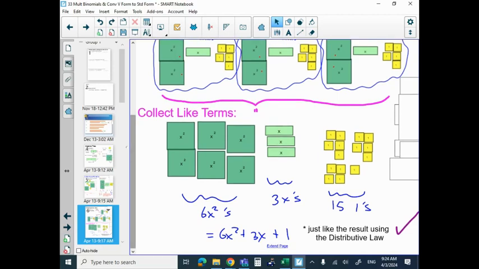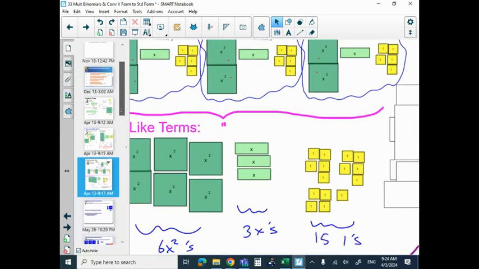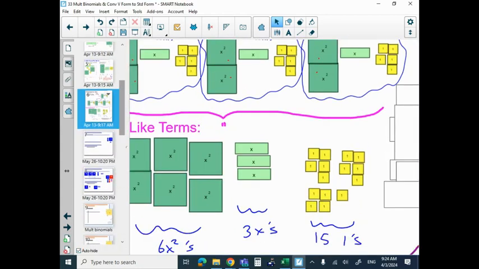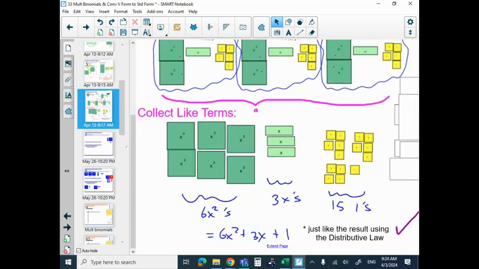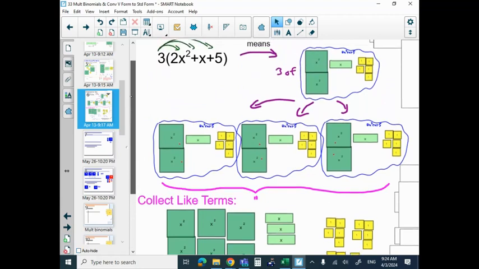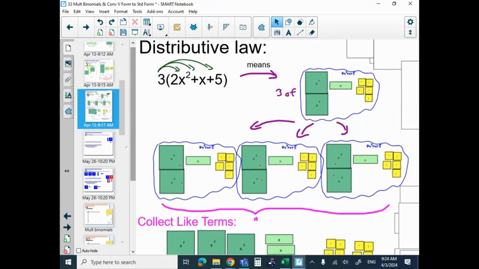The math process of that I need to show on a separate slide. I have in this slide here, what's going on here? Auto hides on for some reason. I have there that it's just like the result using the distributive law, but I need to show the distributive law still, which I'll do right here.